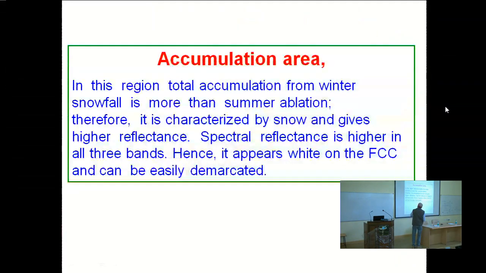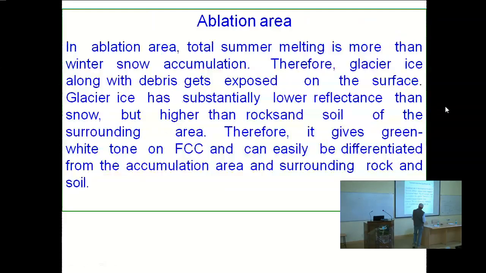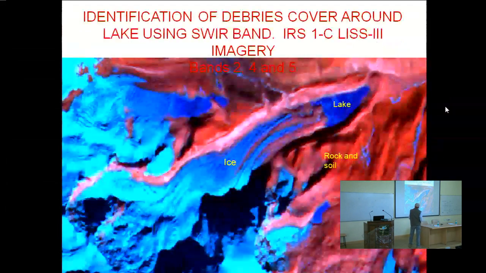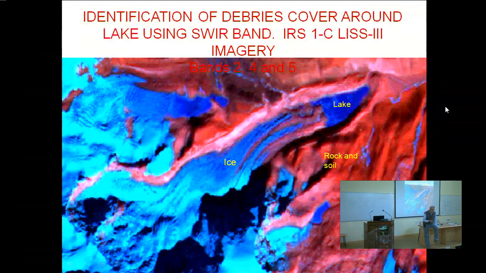So now we have discussed accumulation area, we have discussed ablation area, and we have also discussed the transient and equilibrium flow line. Now we will move a little bit further and try to understand what will happen if there is a debris cover on it. Is it possible for us, by using remote sensing, to monitor debris or not? That is the key question.